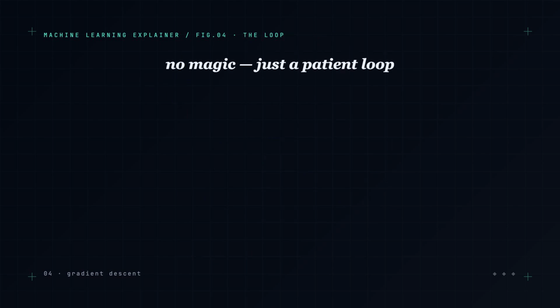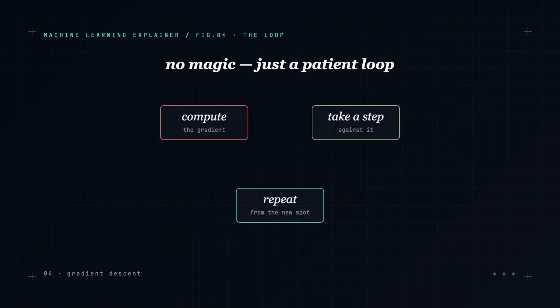So the whole algorithm is just a loop. Compute the gradient at where you are, take one step against it, scale by the learning rate, then do it again from the new spot. Each pass nudges the weights a little closer to good. There's no magic, no sudden insight, just this patient loop, repeated until the loss stops falling.